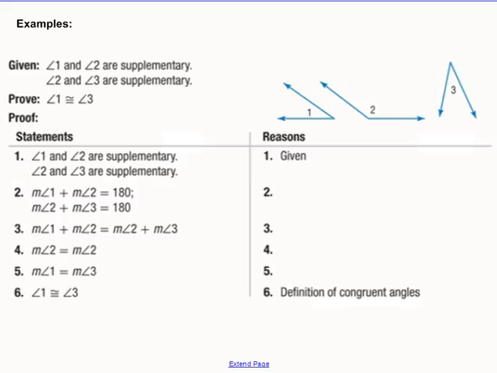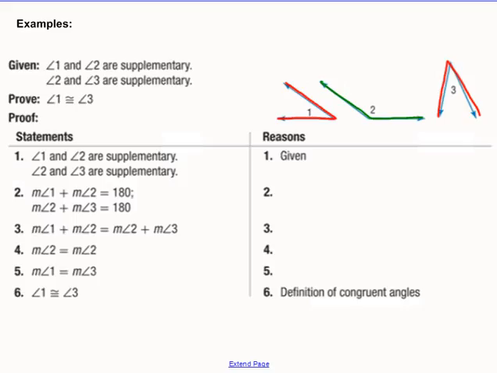We are given that angle 1 and angle 2 are supplementary. That means that they add up to 180, remember that. And angle 2 and angle 3 are supplementary. So these two angles are supplementary, and this third angle is supplementary to angle 2. So those are the things that we're given.